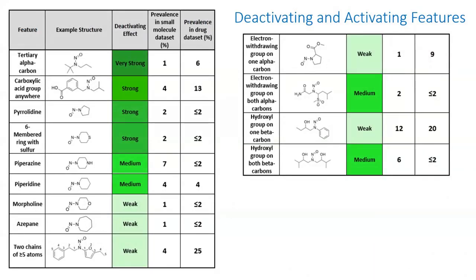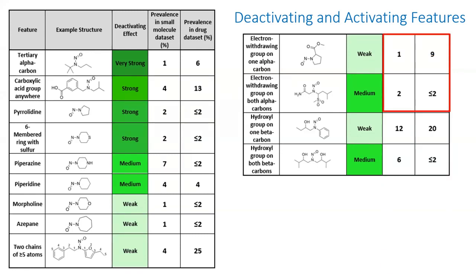Moving on to activating and deactivating features, there's a significant number of deactivating features that have been described in the literature. And some of the more common features that show up in our data sets, which have a very strong deactivating effect, include a tertiary alpha carbon on one side of the N-nitroso group, which shows up in about 6% of the drug data set, and the carboxylic acid group, which David also mentioned, which has the potential to increase clearance and therefore lead to lower potency. And that shows up in about 13% of the drug data set. So these are pretty significant numbers of NDSRIs that have these strong deactivating features.